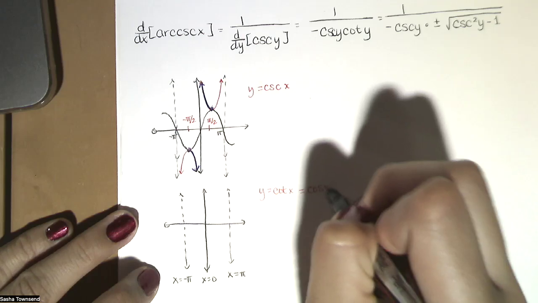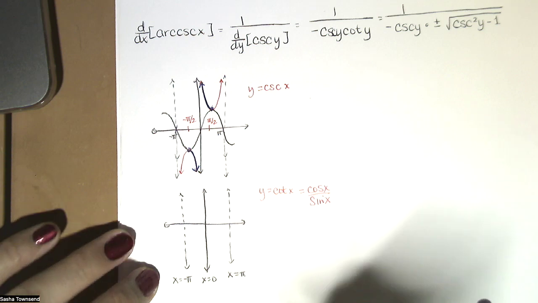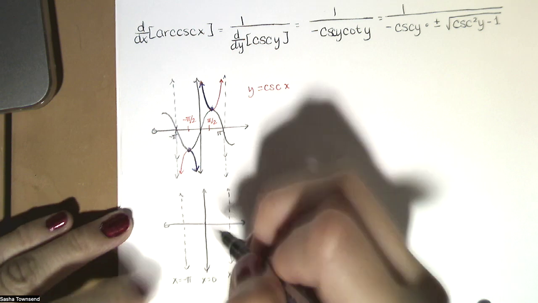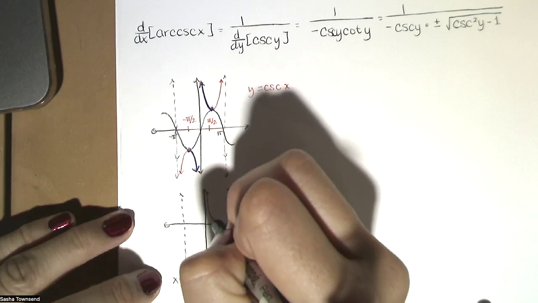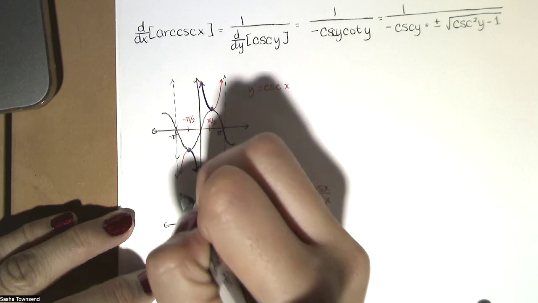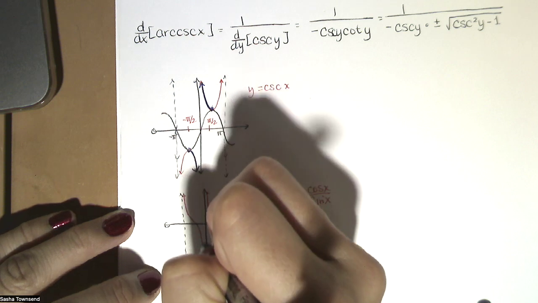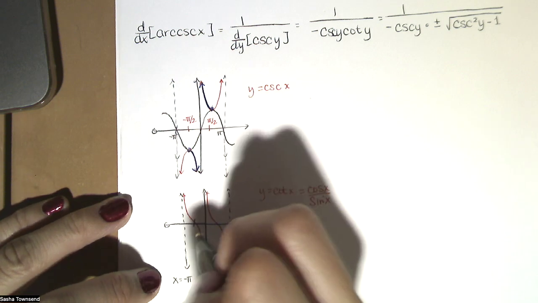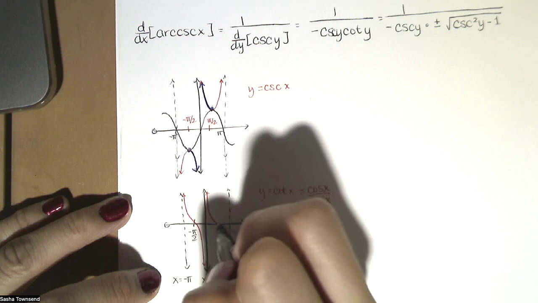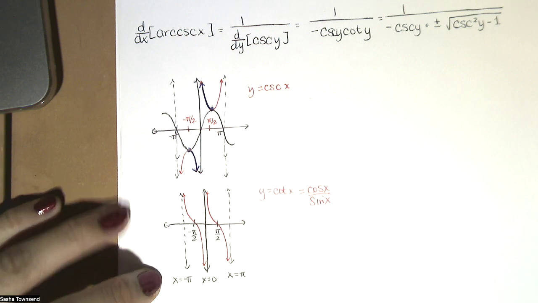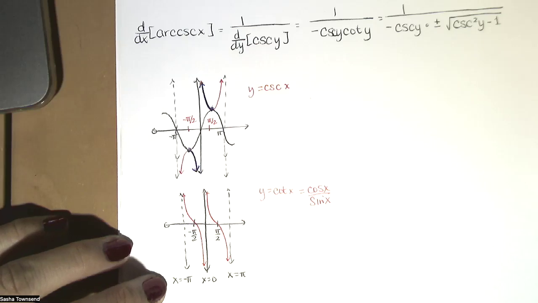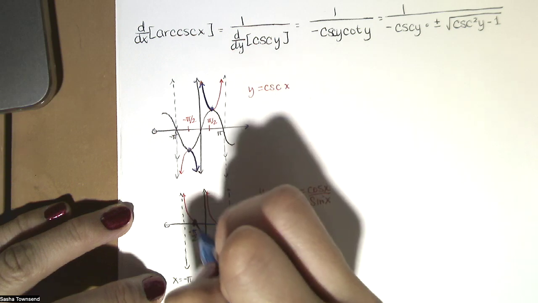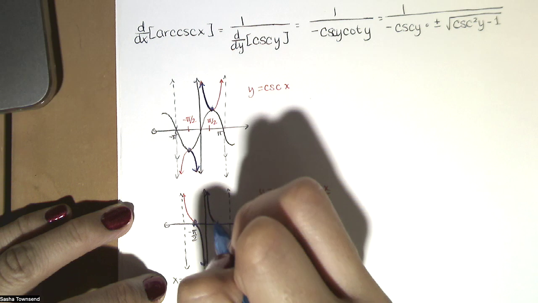Cotangent is cosine of x divided by sine of x. And it decreases, looks like this. And it crosses the x-axis at negative pi over 2 here and pi over 2 there. And again, we're only interested in part of the graph. We're interested in the part between negative pi over 2 and pi over 2. So we're going to look at this part and then this part.